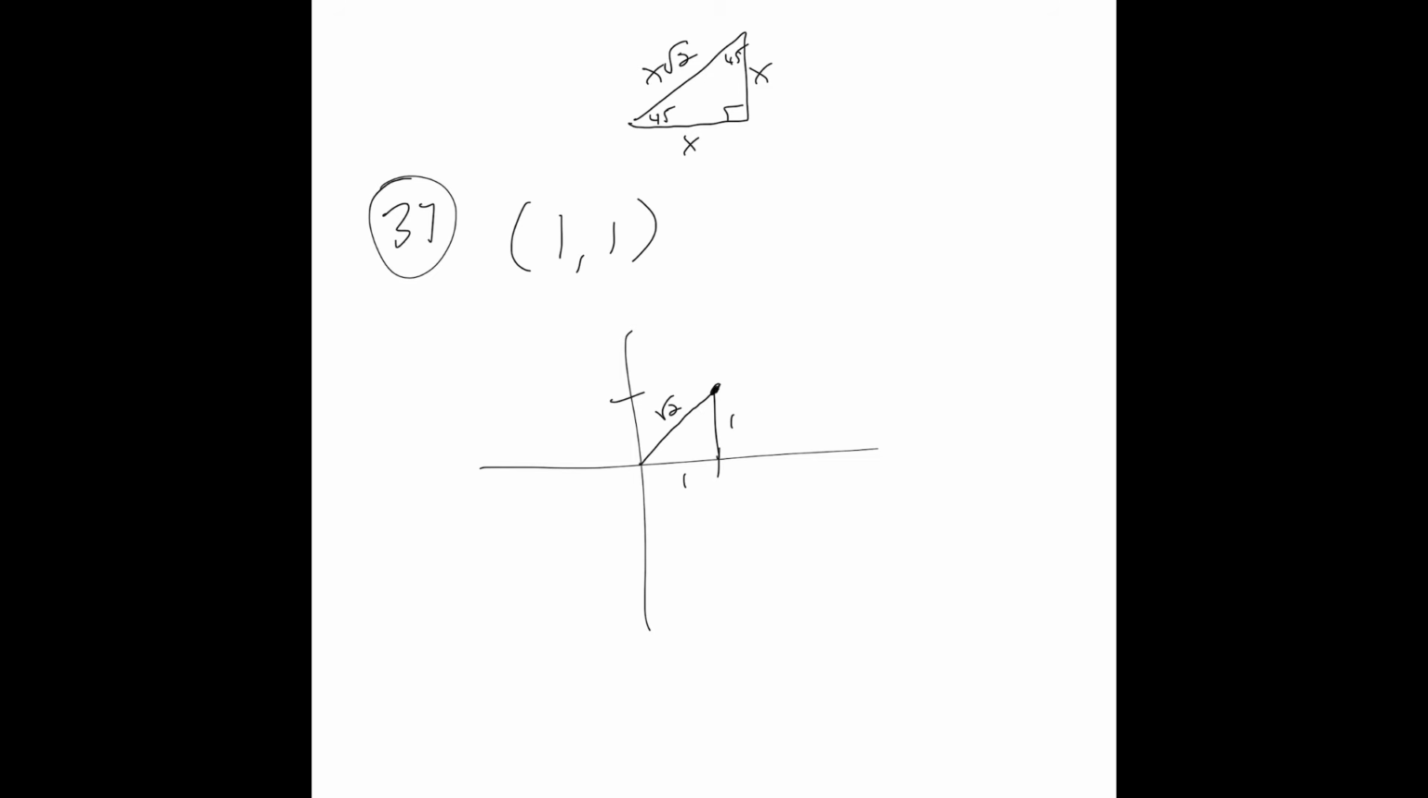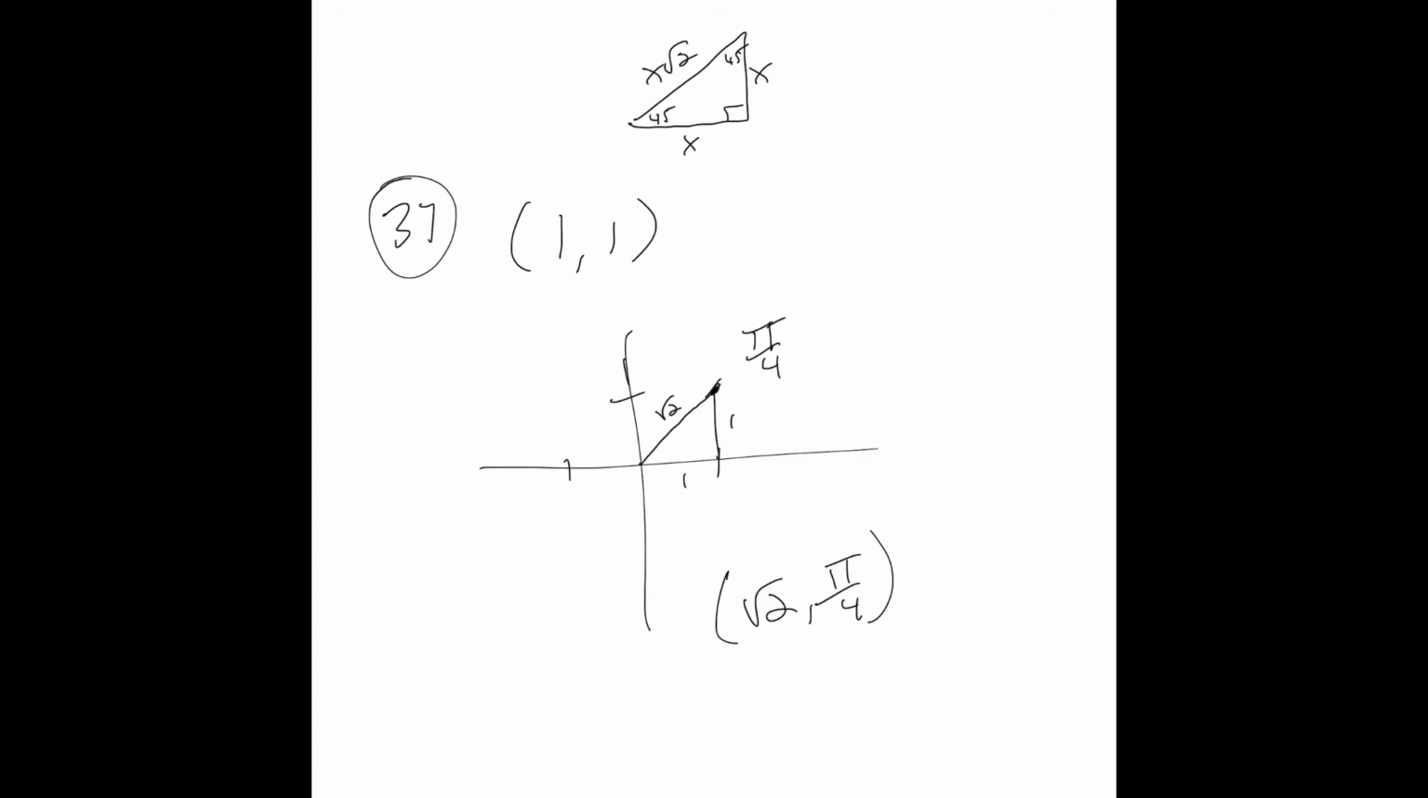Alright, so now that I know my radius, and I know where it is on the unit circle at 45 degrees, the radian is just pi over 4. And the radius is root 2. And so one polar coordinate is root 2, pi over 4.